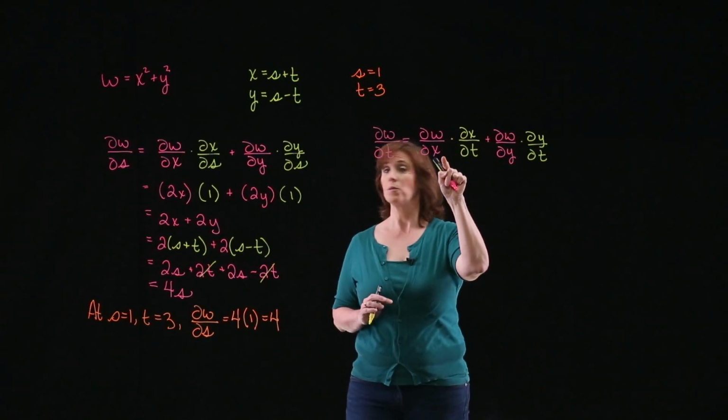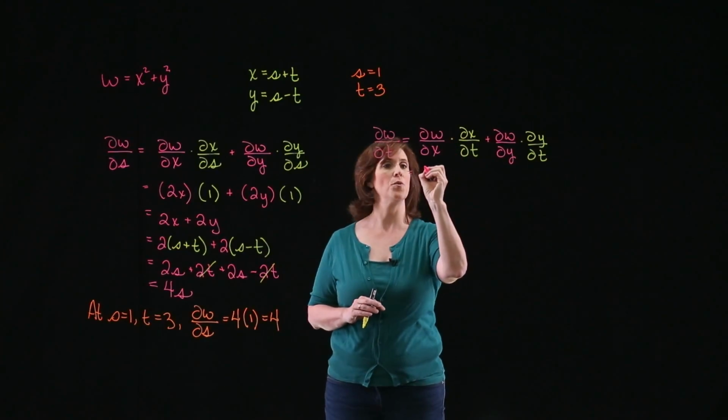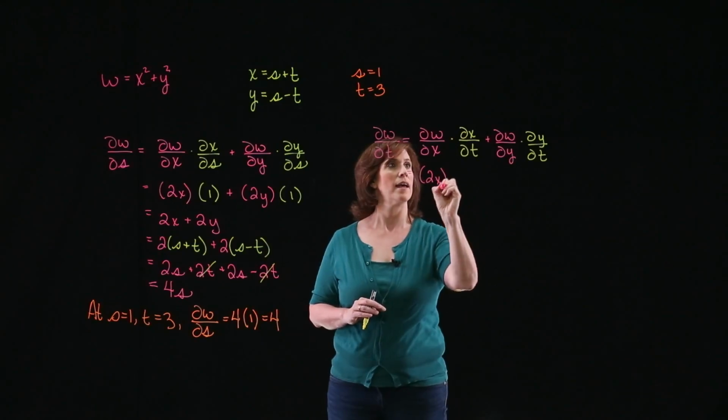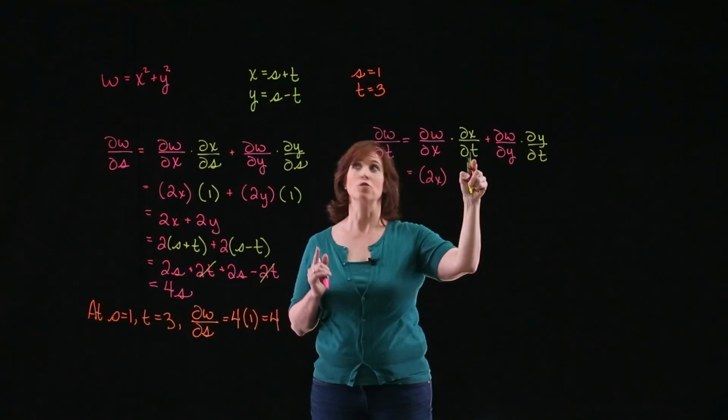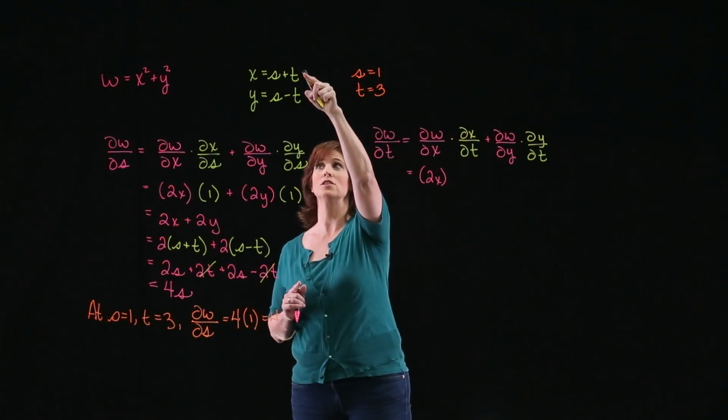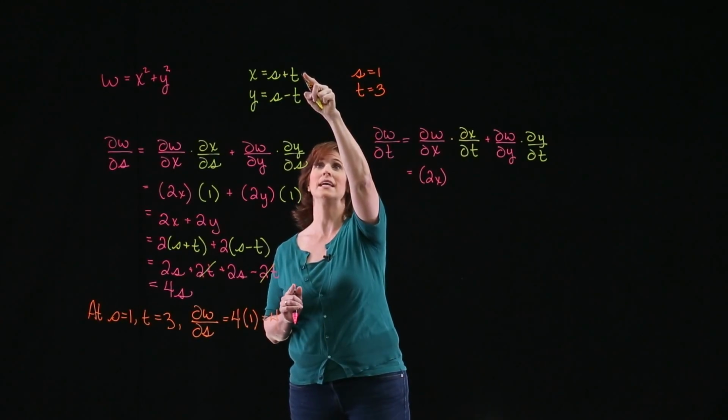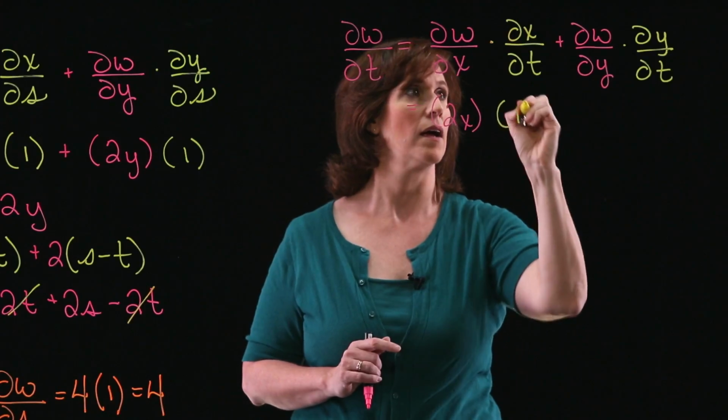So the partial of w with respect to x, we've already done this. This is a 2x. And this time, I'll be taking the partial of x with respect to t. So I'll treat s as a constant, and when I take the partial of x with respect to t, I'm just going to get 1.